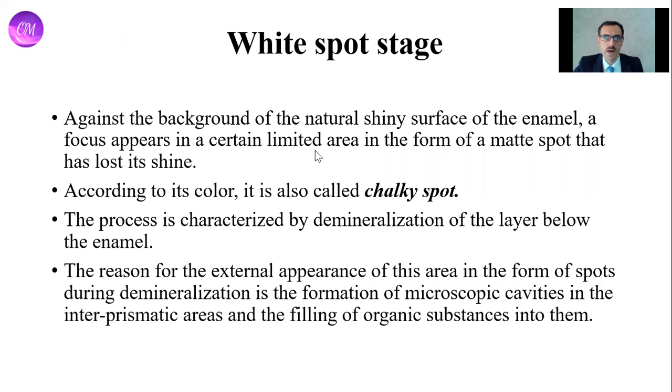The first stage is the white spot stage. Against the background of natural shiny surface of the enamel, a focus appears in a certain limited area in the form of a matte spot that has lost its shine. According to its color, it's also called the chalky spot. The process is characterized by demineralization of the layer below the enamel. The reason for the external appearance of this area in the form of the spot during demineralization is the formation of microscopic cavities in the interprismatic areas and the filling of organic substances into them.